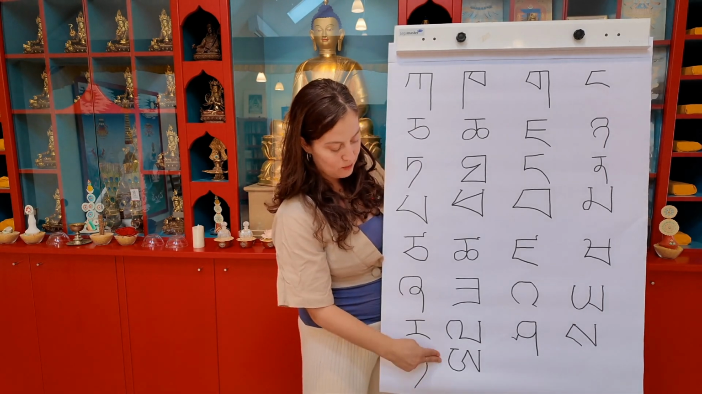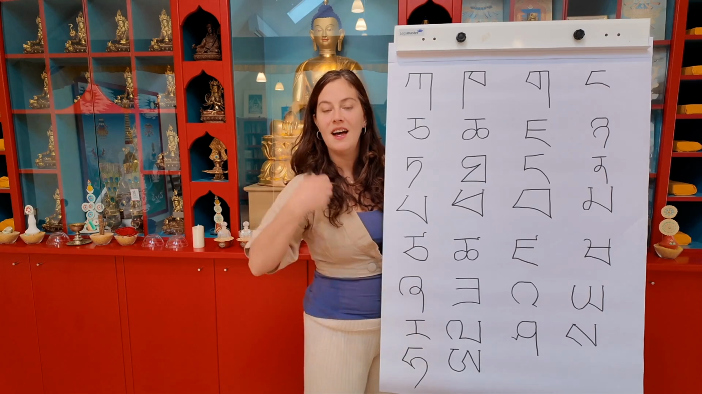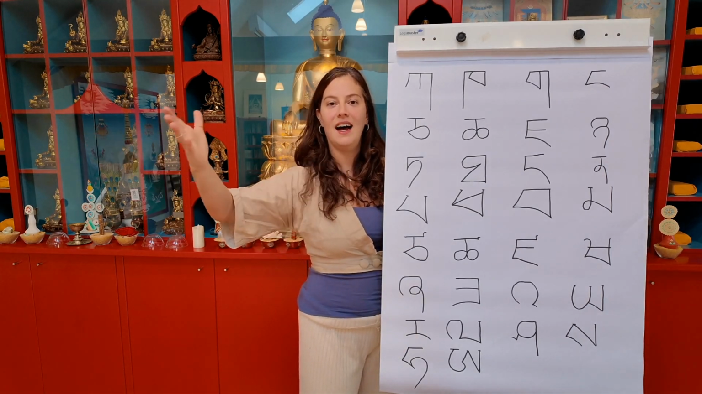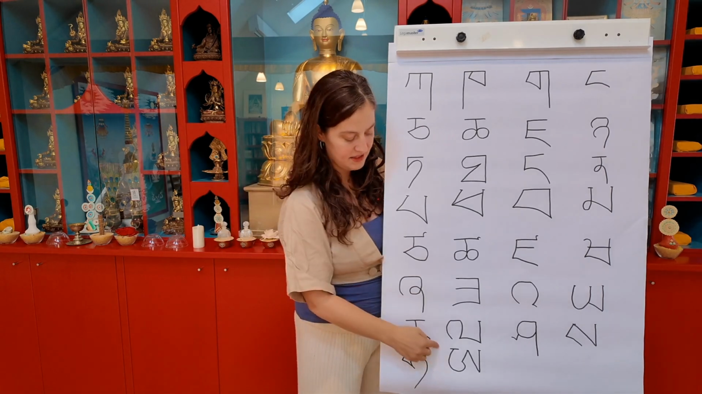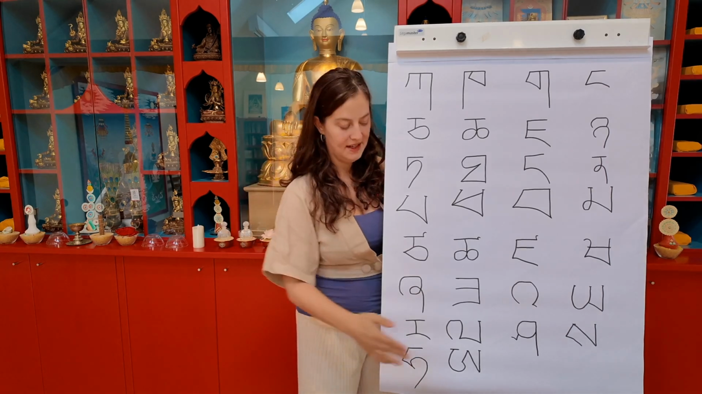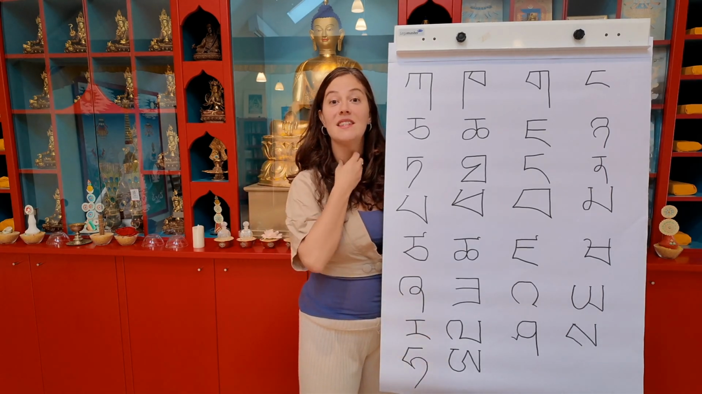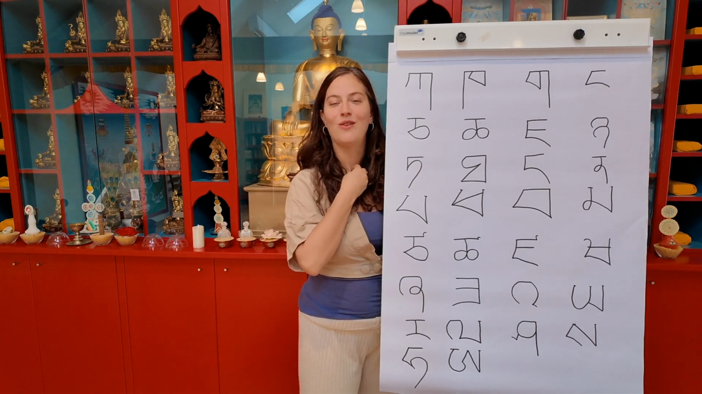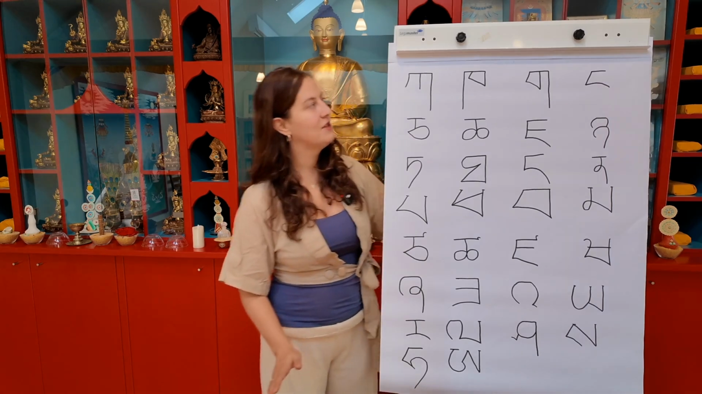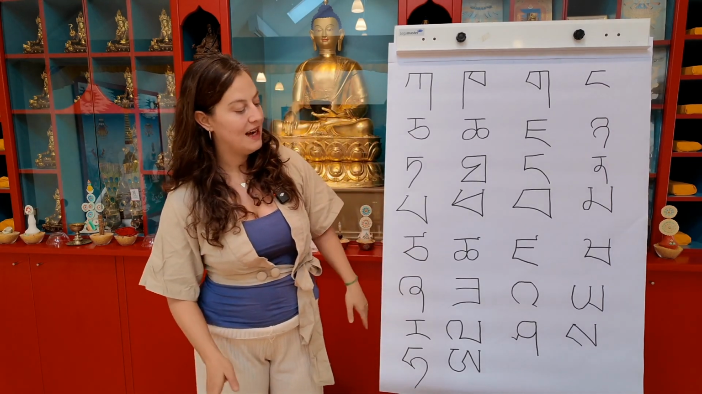And then you have this one, also used a lot in mantras, which is the ah. It's a high ah. Like when you say Om Ah Hum. The Ah in the Om Ah Hum stands for the enlightened speech of all Buddhas and Bodhisattvas. That's the ah. And with that, let's go through the whole alphabet one more time.